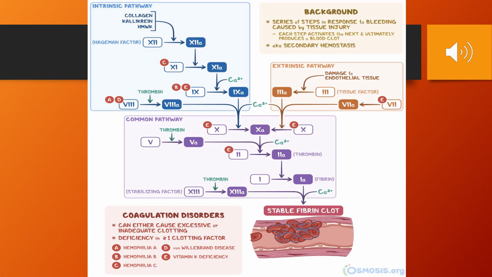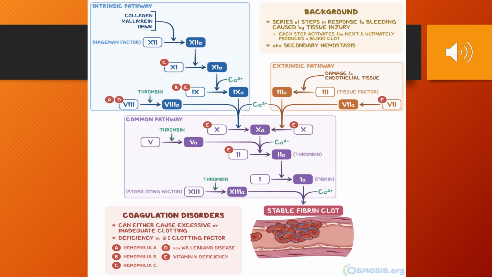So this is a series of steps in response to bleeding caused by tissue injury. So each step would activate the next and would produce a blood clot. So for an overview, we have an intrinsic pathway and an extrinsic pathway. So both pathways will eventually lead to the formation of prothrombin activator, which is factor 10. So once factor 10 is activated, in the presence of calcium ions, it converts prothrombin to thrombin.